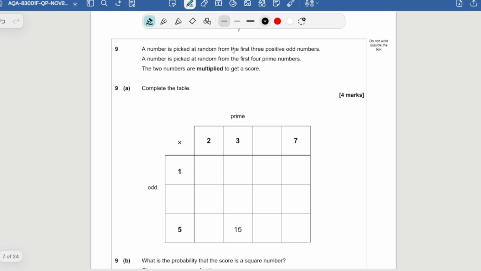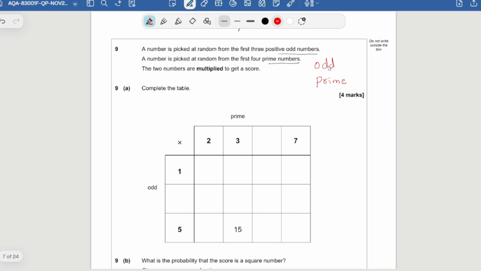A number is picked at random from the first three positive odd numbers, and a number is picked at random from the first four prime numbers. The two numbers are multiplied to get a score. Complete the table. To answer this question, you need to know what odd numbers and prime numbers are.